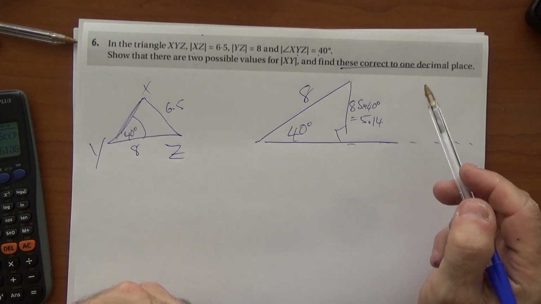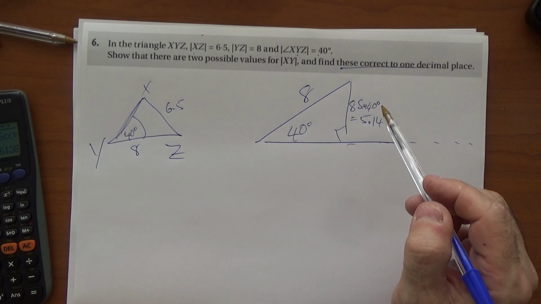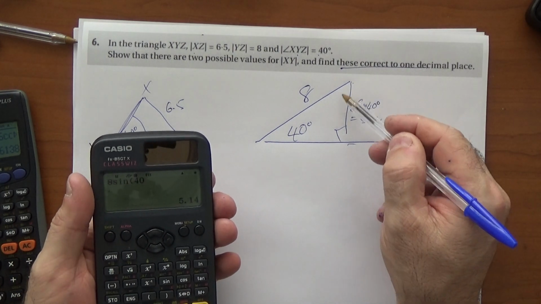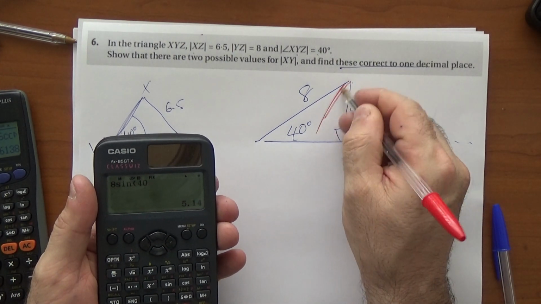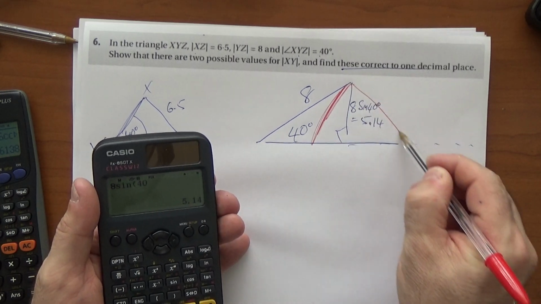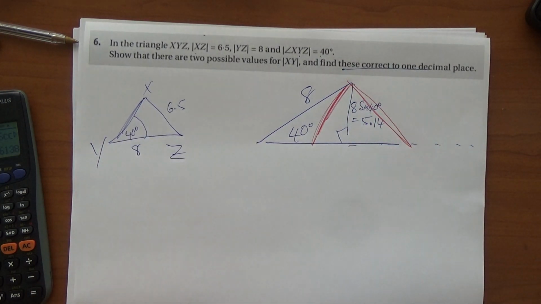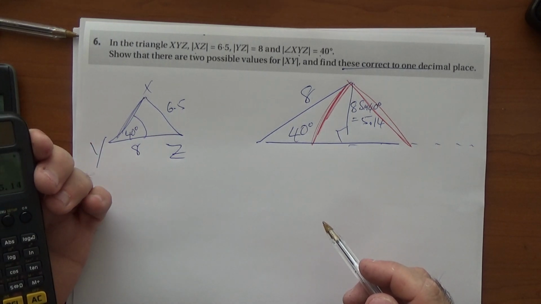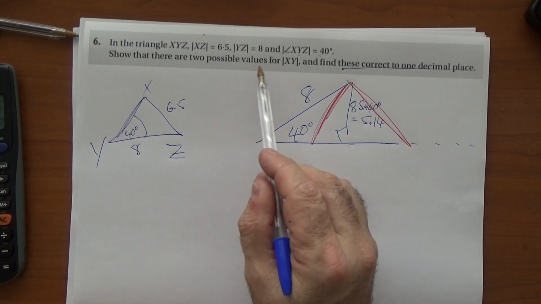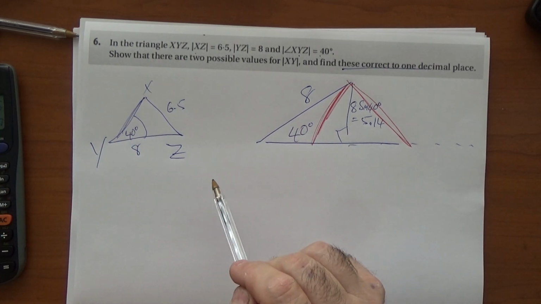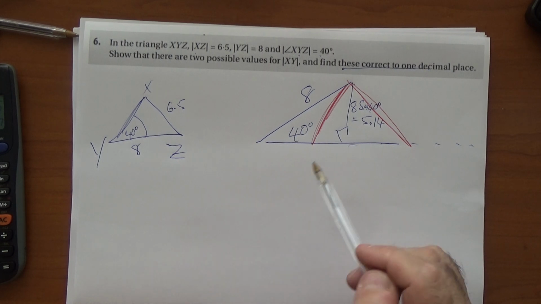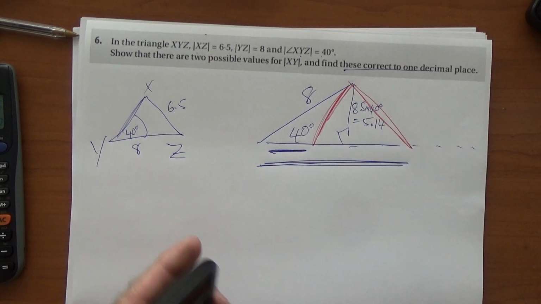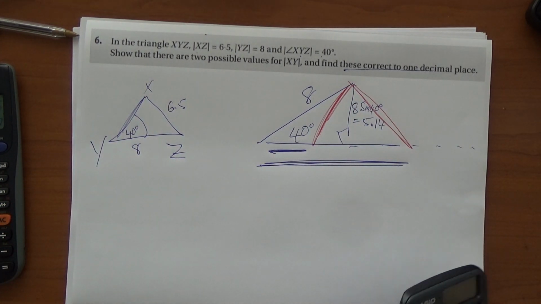We're being given a length, XZ is 6.5. So after the 8, this is allowed to be 6.5, and there you go. You see the 6.5 is in this sandwich here between 5.14 and 8, so it can go both ways. Okay. Now when it comes to actually calculating it, show that there are 2 possible values for some length. What's that? Yes, there's that length and there's this length. So if there's 2 possible values for the angle, then there's 2 possible values for the length. Okay, cool.